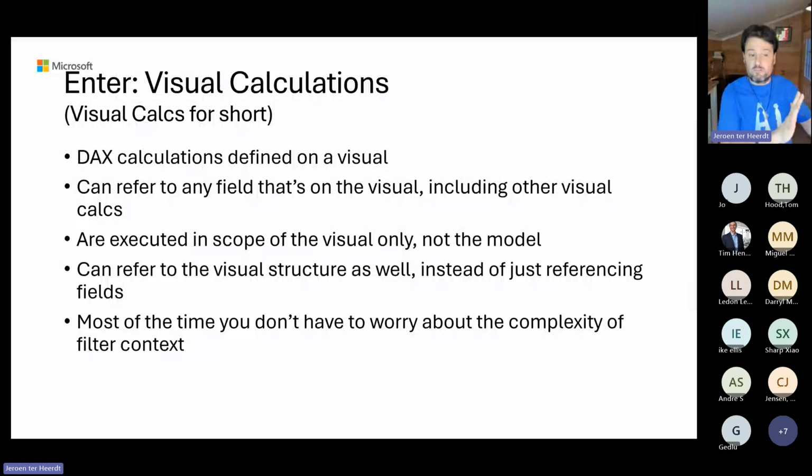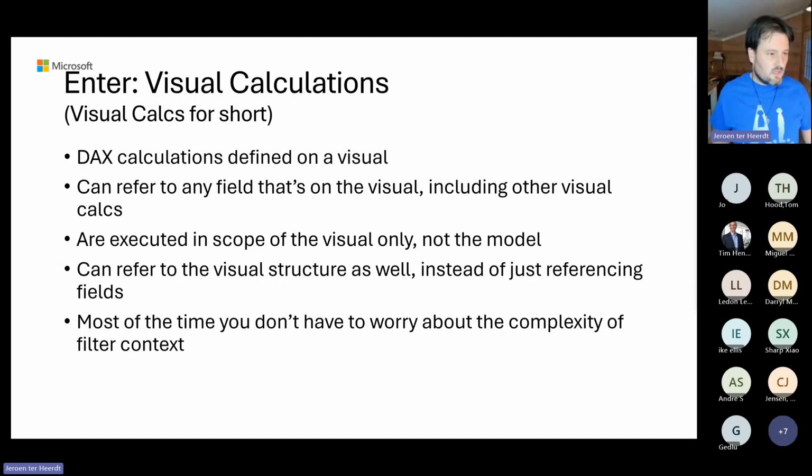Then you can refer to the visual structure, because now we have a DAX construct that is not visual agnostic. A measure doesn't know if it's on a line chart or a bar chart or a dreaded pie chart. It doesn't know. Here, these calculations do know what type of visual they are on, so they can actually interact with that. And yeah, they can refer to everything that's on the visual. That's what I already said. And then they are just DAX calculations. So it's not a new language. It's just DAX calculations on that visual.